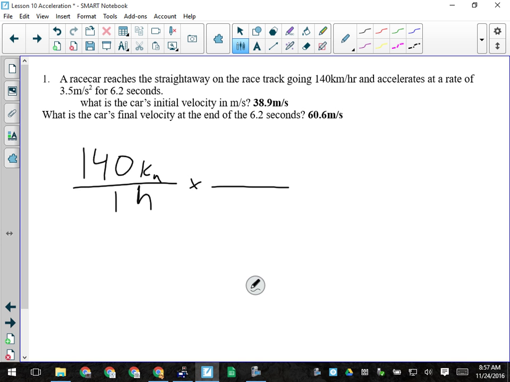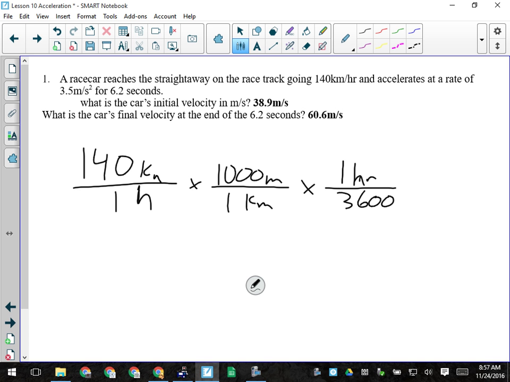What I need to do is convert kilometers to meters. If I want to get rid of the kilometers, I need to put the kilometers on the bottom of my conversion factor. This is my conversion factor here. There are 1,000 meters in 1 kilometer. I've got to multiply by 1,000 to convert kilometers to meters. Everyone okay with that? Then I also need to convert the hours to seconds. In 1 hour, there are 3,600 seconds.